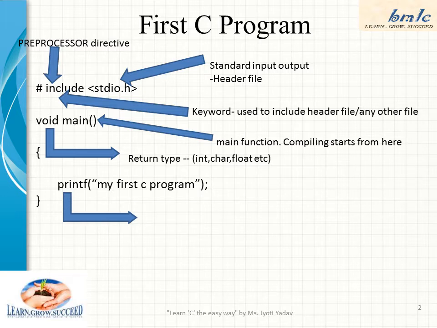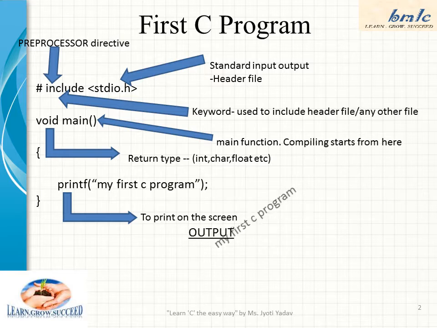Now printf is a function whose meaning is already present in stdio.h, and that meaning says that whatever is written within the set of brackets within double quotes will be printed as it is on the screen. So the output of this particular program when you type it would be my first C program. So whatever you write within double quotes will be printed on the screen as it is.